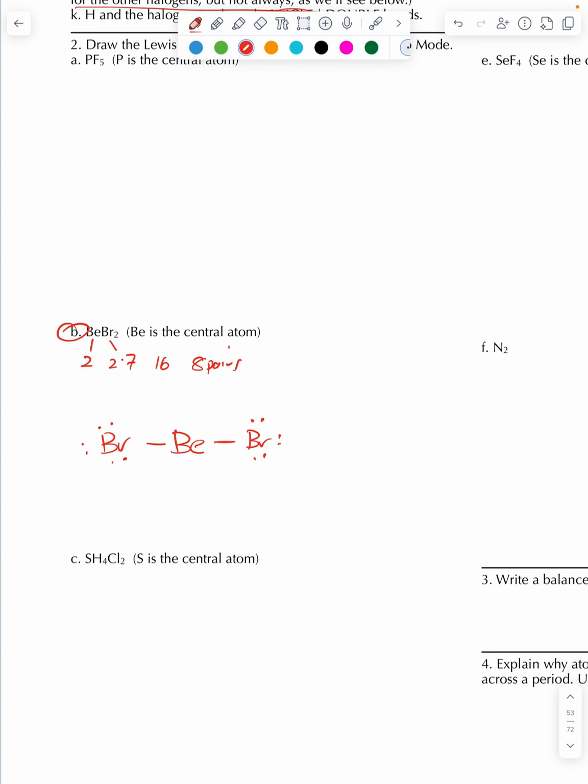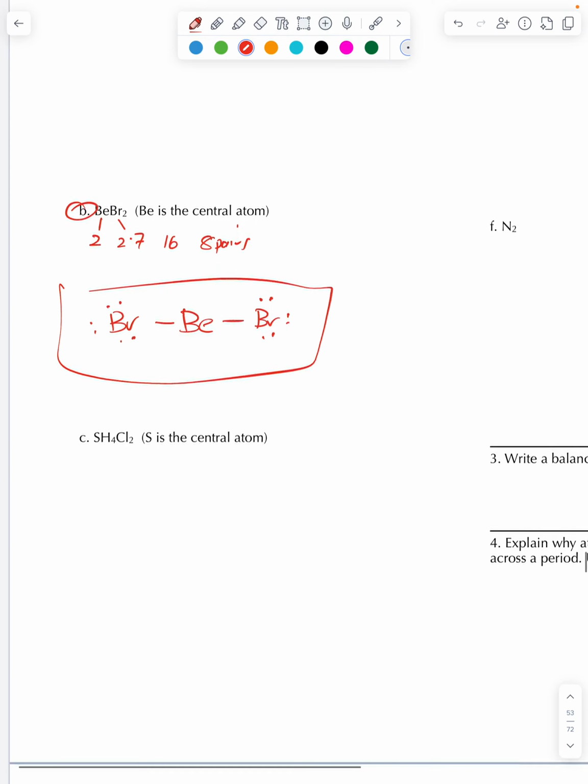Now you might say, wait a minute, my central atom doesn't have 8. Should I make a double bond? No. Remember, beryllium wants only 2 bonds and no lone pairs. So that is my answer. Okay, so don't, and plus the halogens don't want a double bond anyways, do they?